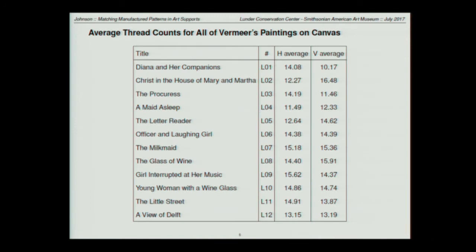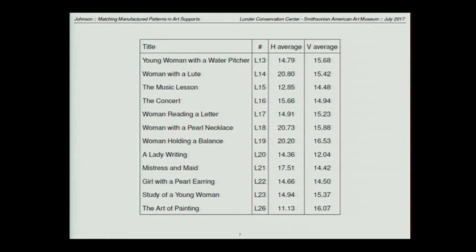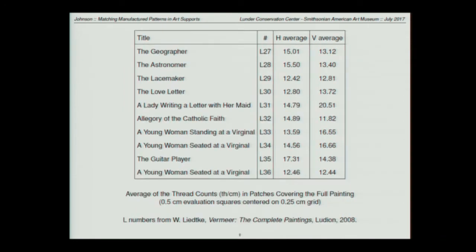And so we actually developed an algorithm, and it took us 4 years, because most museums, when I started this 10 years ago, weren't very comfortable with letting you have their scientific images. That's changing. There's a lot of that going on the web now. And so we were able to count the average thread count of all 34 of his paintings on canvas. See, I just went through three slides really fast, right?